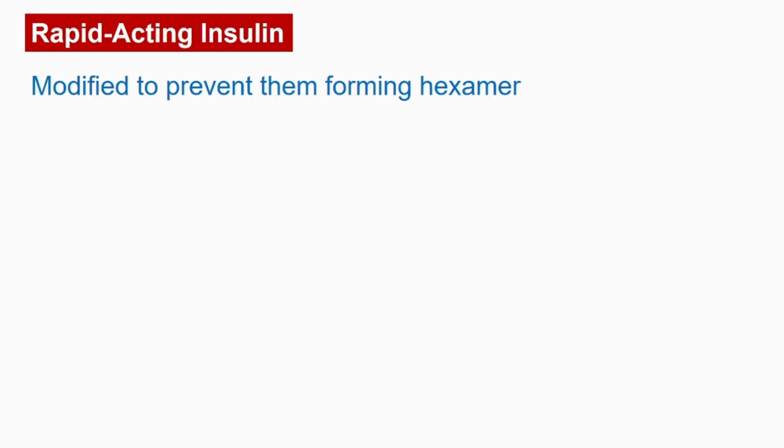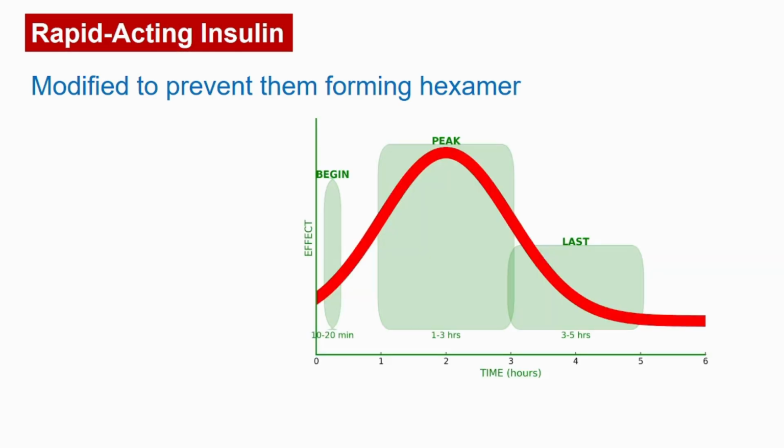Rapid acting insulins are modified to prevent them from forming hexamers. They are modified into monomers, so they are formulated to prevent hexamers.